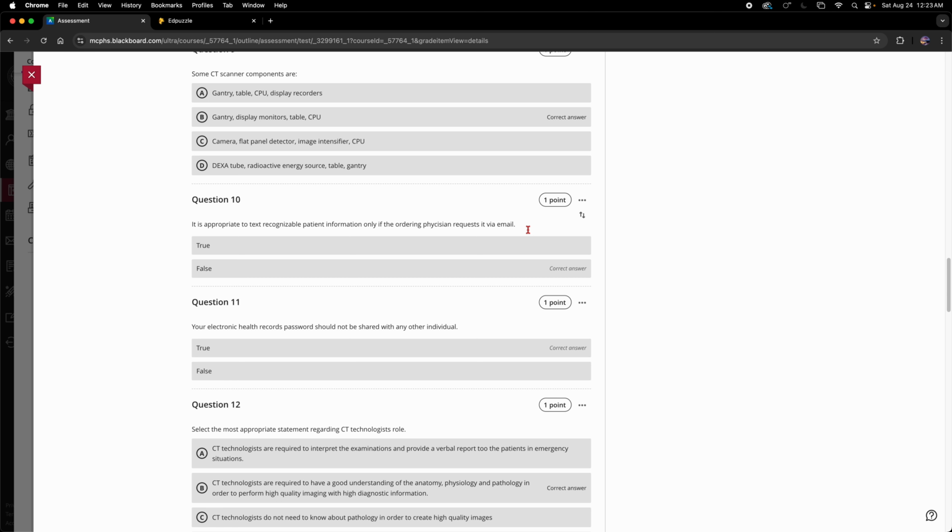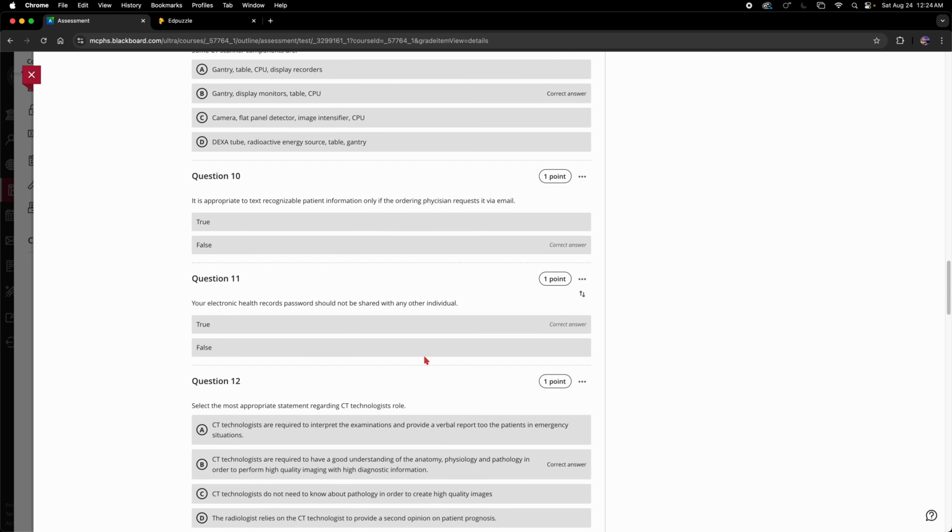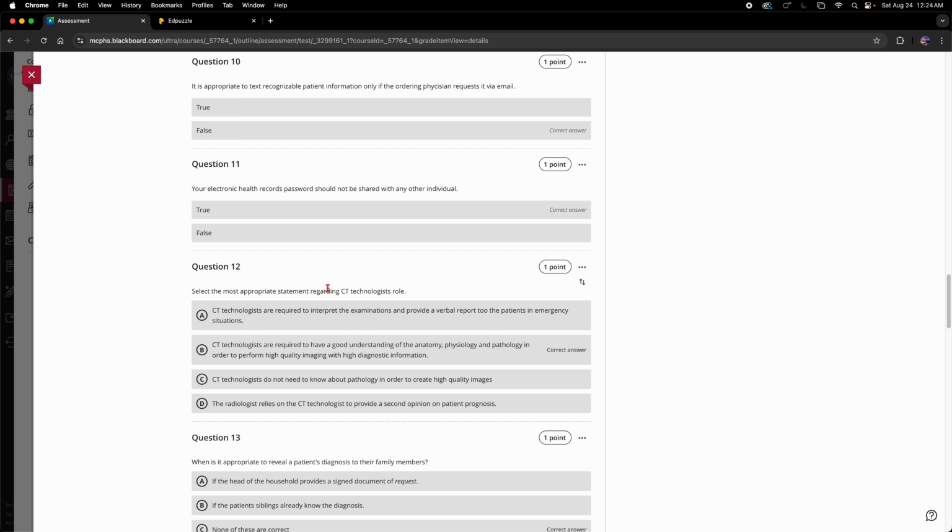It has to be approved email, meaning not through Gmail or your Outlook or your Yahoo and so on and so forth. And it has to be on a need-to-know basis. Is this information relevant to complete the recipient's job? That kind of thing. Your health records password should not be shared with any individual. That'll be true. Number 12, select the most appropriate statement regarding the CT technologist's role.